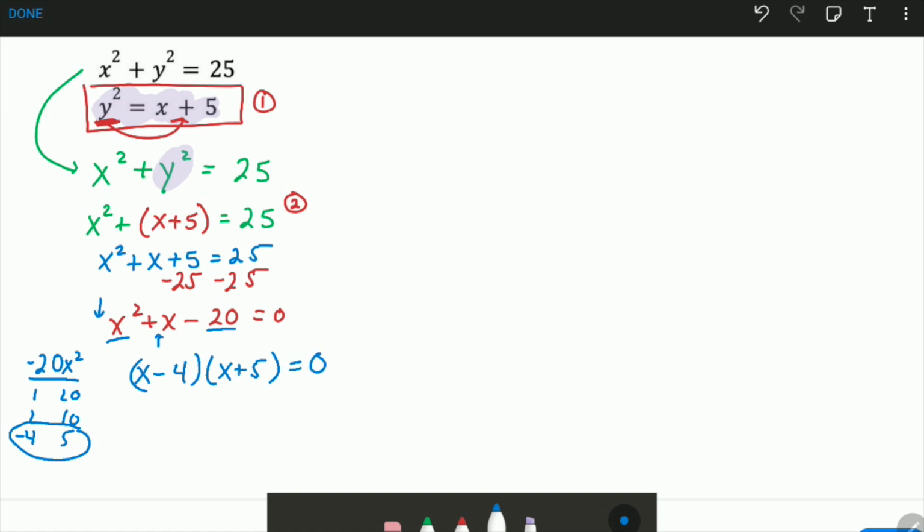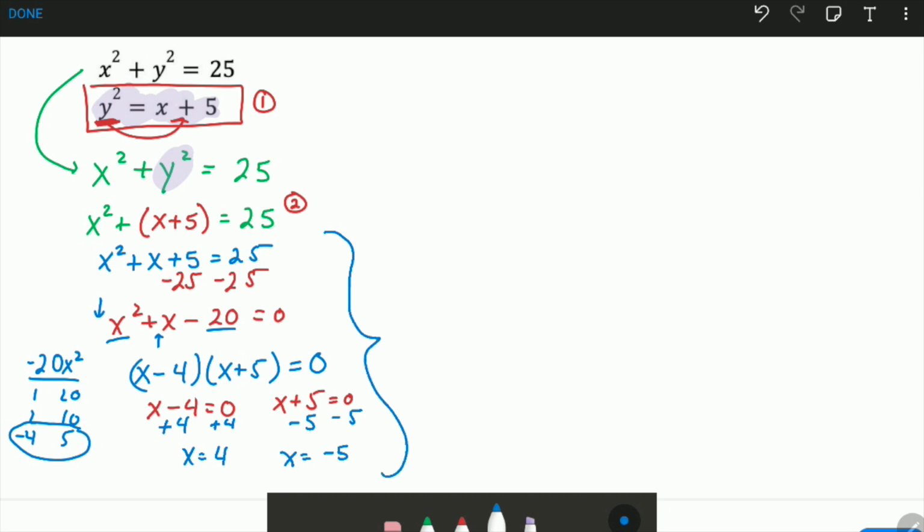Now we're not quite done because it's a solve, so we still need to get x by itself. So zero product property says when we have two things multiplied together, each one equals 0, and then just solve. So x equals 4, and x equals negative 5. And all of this would be step 3.